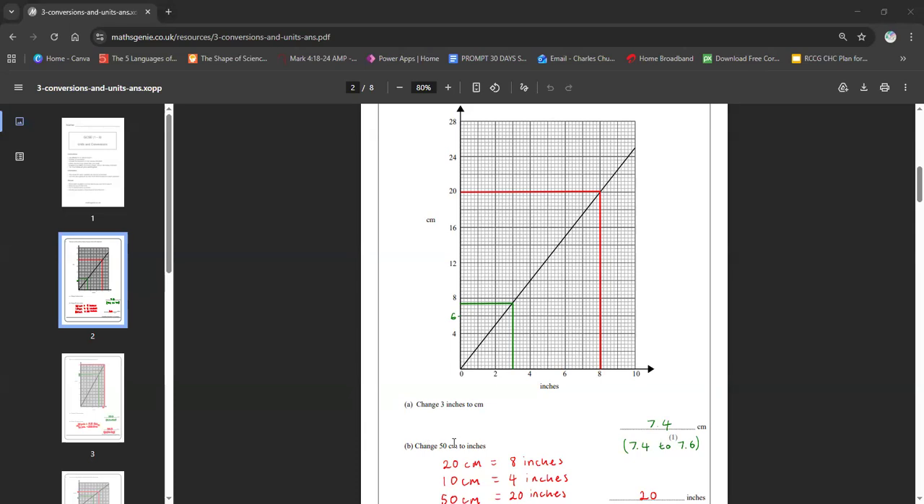It says change 3 inches to centimeters. So which of the lines represents the line for 3 inches?